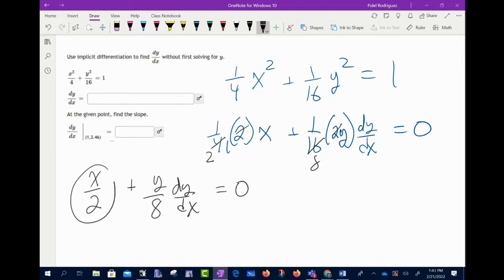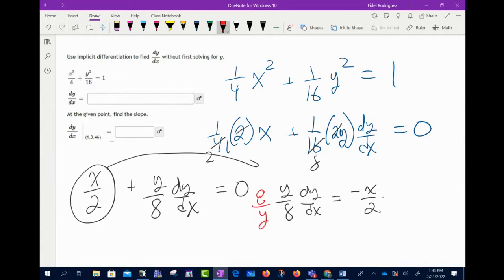And then I'm going to move this whole piece over to the other side. I'm going to have y over 8 dy dx equals negative x over 2. Question, anybody know how I'm going to get rid of that y over 8? Very good. Multiply by 8 over y. Perfect.